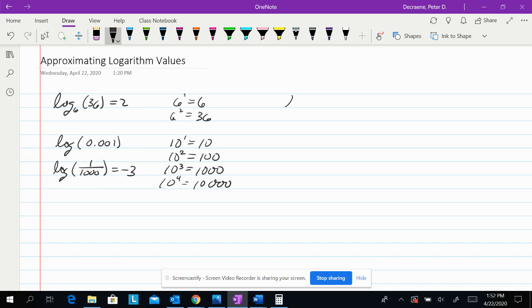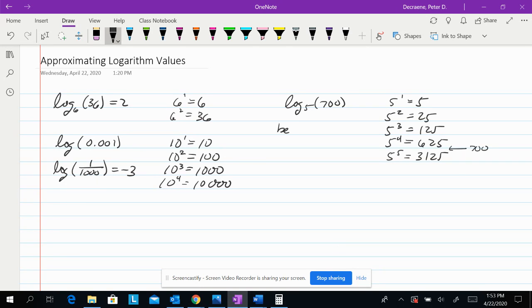What about something like this? If we do the log base 5 of 700, we know 5 to the first equals 5. 5 squared is 25. We can use our calculators if we get stuck. 5 cubed is 125. 5 to the fourth is going to be 625. And 5 to the fifth is 3,125. So we know that this is between 4 and 5 because 700 would go somewhere in here. But we don't know exactly what it is. We could do some guessing and checking, but I want to propose a different way of thinking about this.